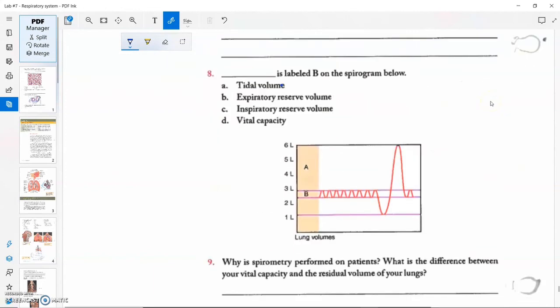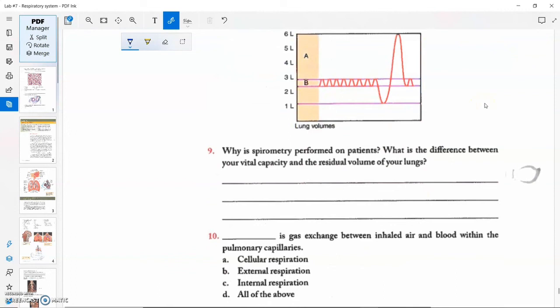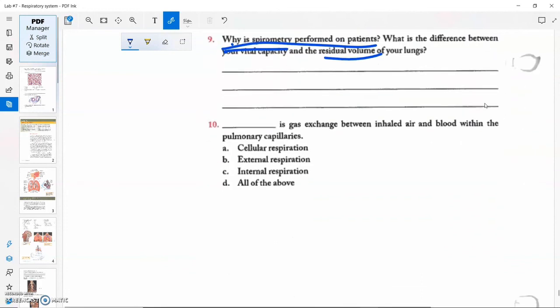B is the tidal volume. Spirometry is performed on patients to assess their lung function. The difference between vital capacity and residual volume: vital capacity is the volume that a patient can basically operate. Can inhale, exhale, so it's a forced exhalation from the top of inhalation. Residual volume is the volume of air in the lungs that is out of control for a patient. Exchange between inhaled air and blood is external respiration.